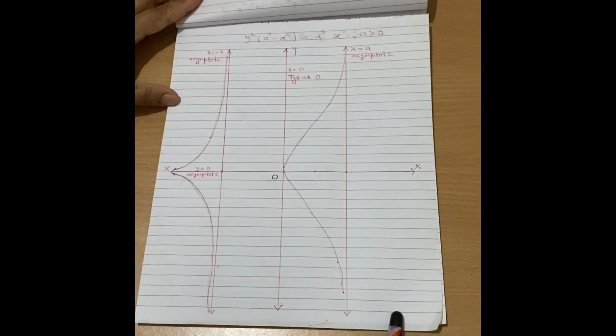In the next lecture, we will be discussing about curve tracing again for Cartesian curves but with oblique asymptotes.